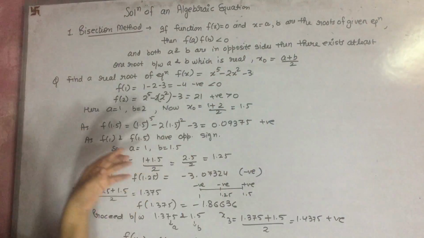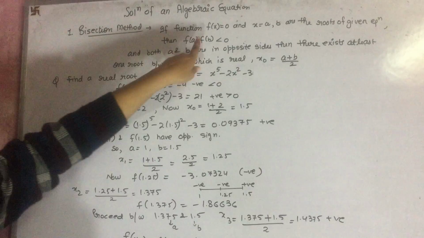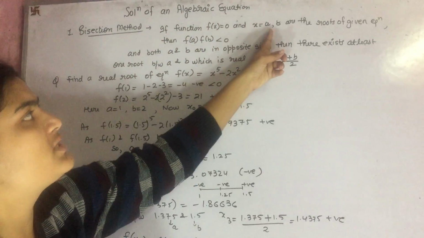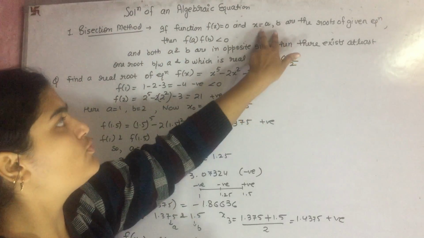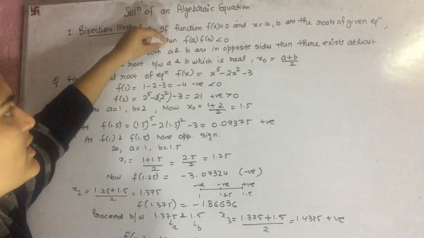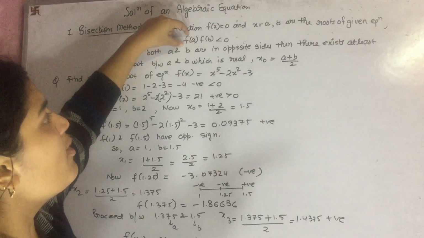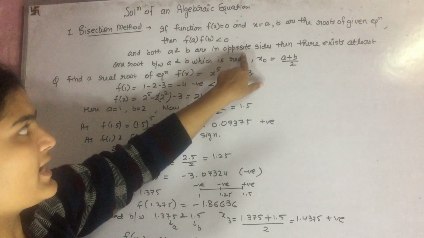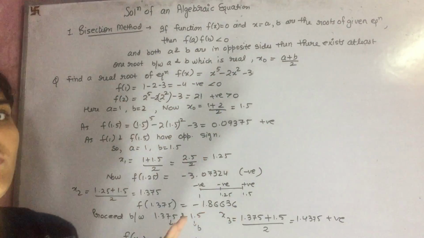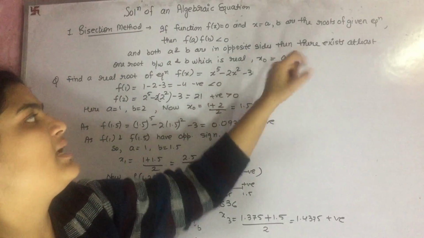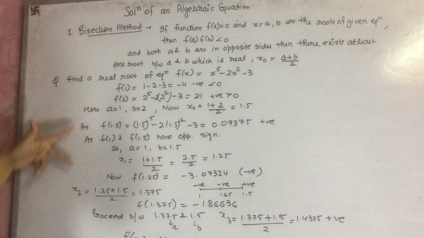Let's take a look. Let us suppose your f(x) is 0 and your solutions are a and b. You have to choose those values for which the value of the function is positive for one and negative for the other, and if they comprise opposite signs, then the formula is (a plus b) by 2. Let's take a look at a scenario.